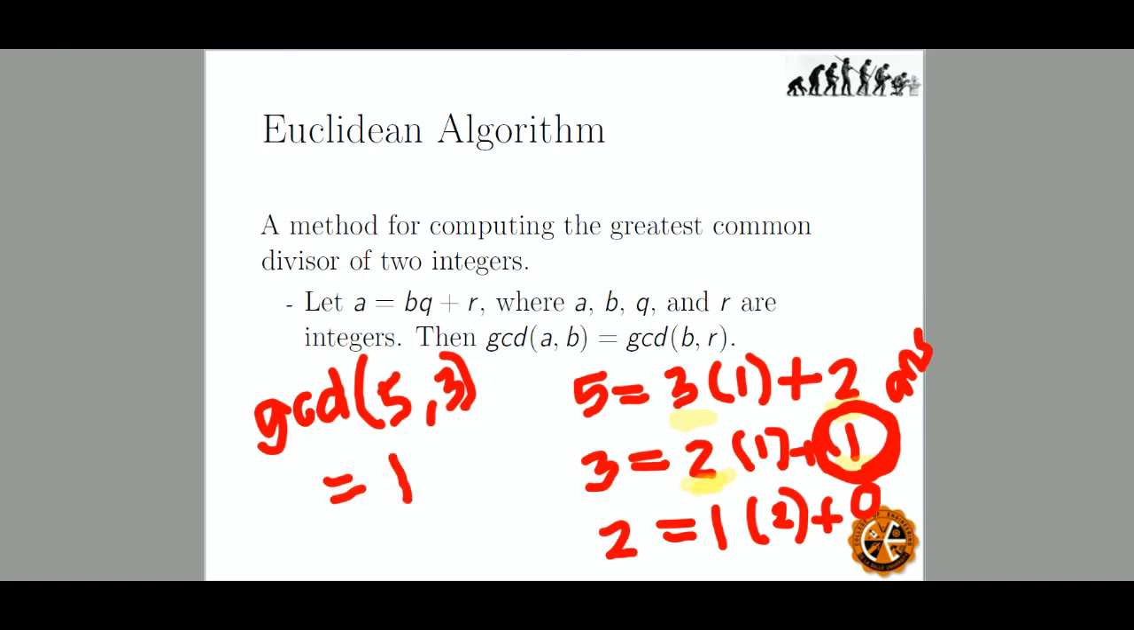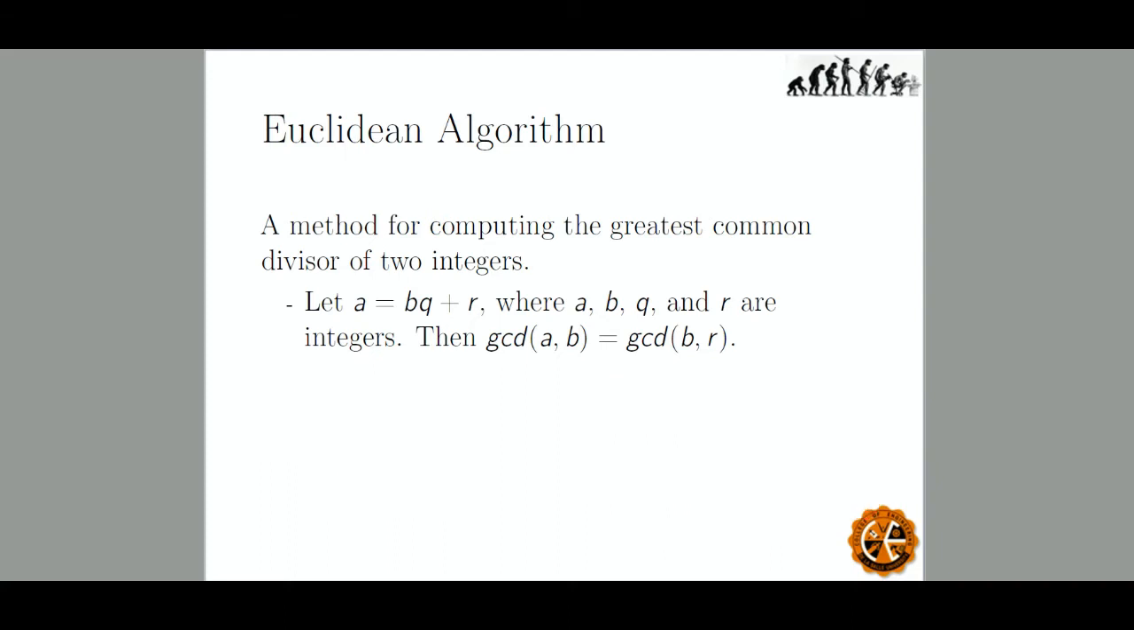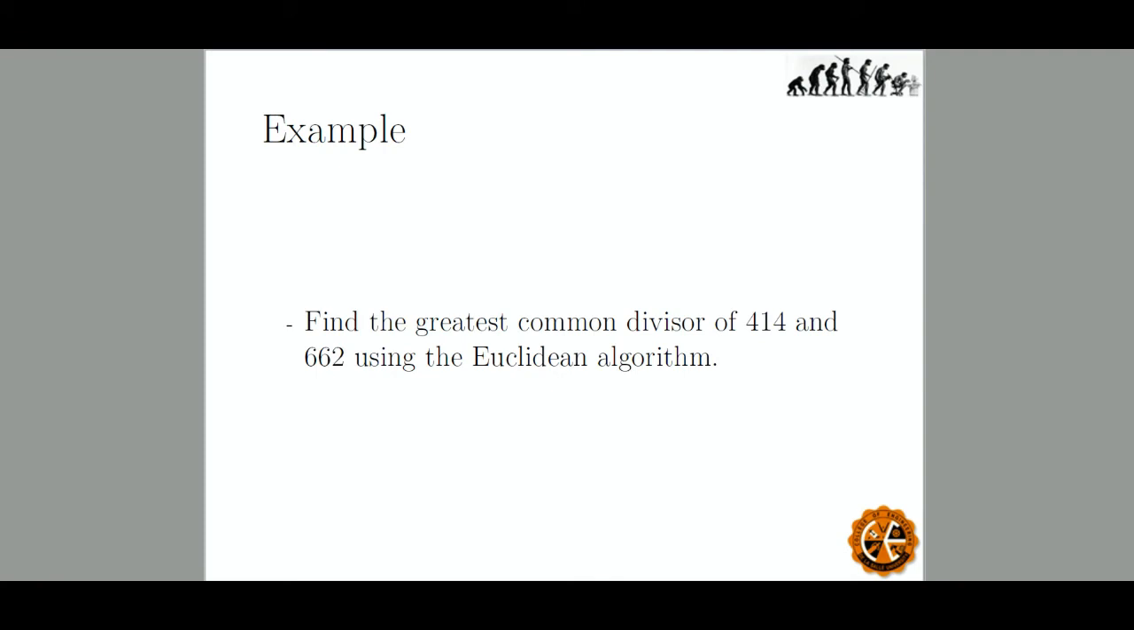So let's try a slightly more complicated example from the book. Say find the GCD of 414 and 662 using the Euclidean algorithm. So again, let's do this using repetitive division. So you have, for example, 662 divided by 414, and the quotient will be 1 with the remainder of 248.